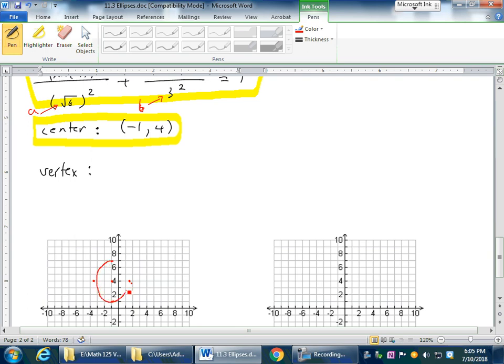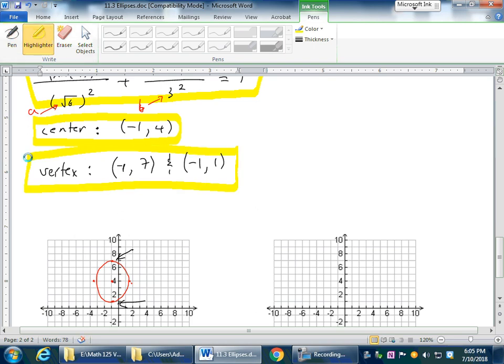And you can see that this time the ellipse is vertical, so my vertex will be from the center -1, right? And then this point right here, which is going to be 7, and this point right there is my vertex, which is -1 and 1. So finally, we answer all of these questions that they want.